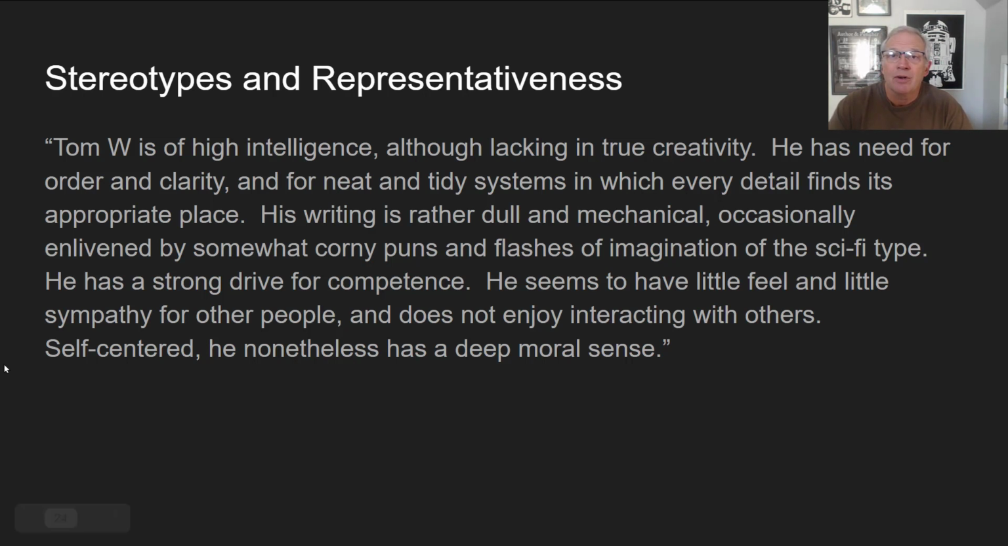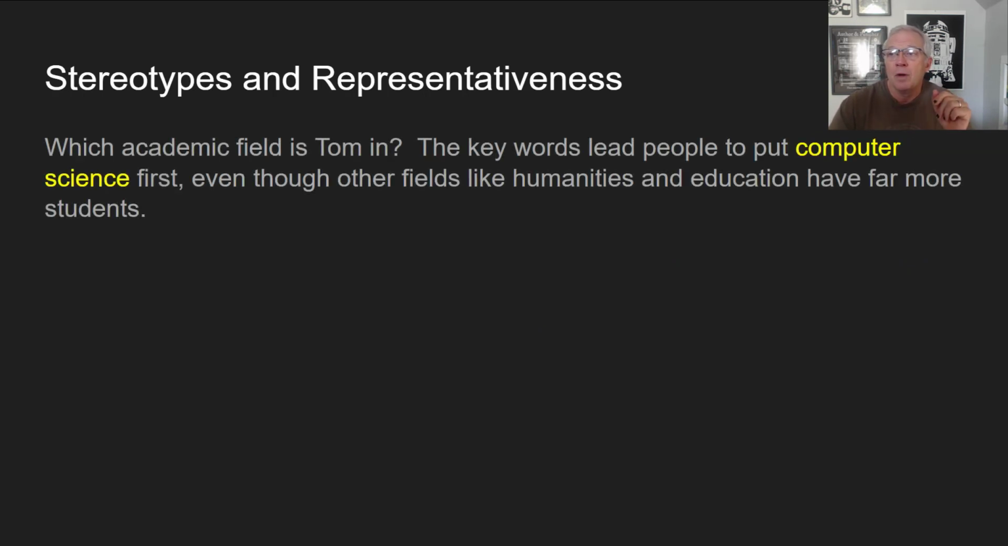Okay, so what Kahneman and Tversky did is they gave this description to a bunch of students, and then they gave them a whole bunch of different career categories, and had them rank the career categories to say, which one of these professions or academic fields do you think Tom W. fits into? Because of the way they described it, it led people to put computer science or computer programmer first. They asked, which academic field is Tom in? And the keywords in that story lead people to put computer science first, even though the other fields like humanities and education have far more students.